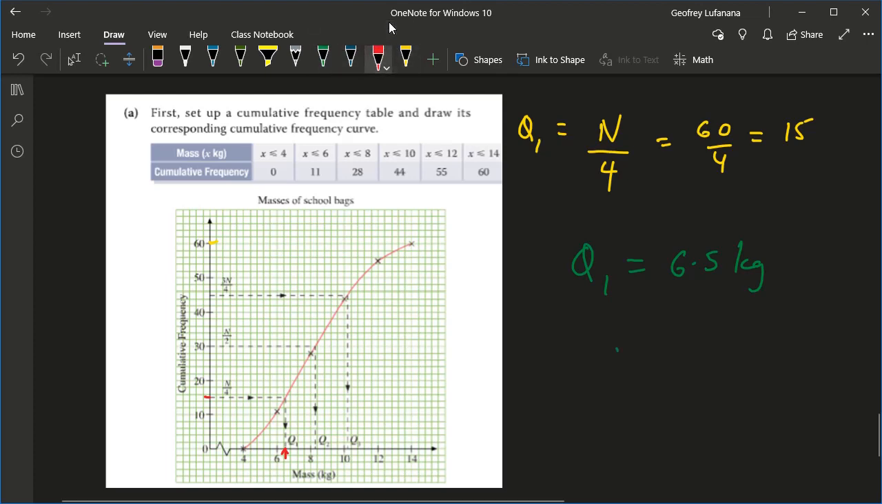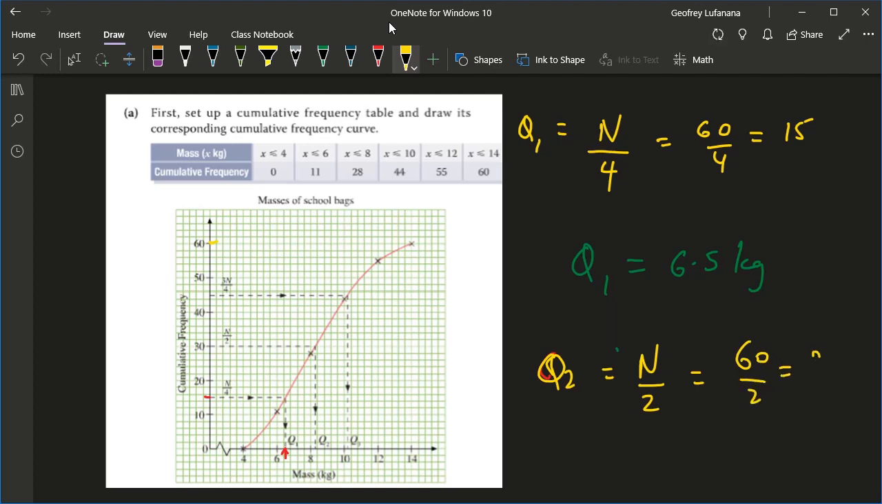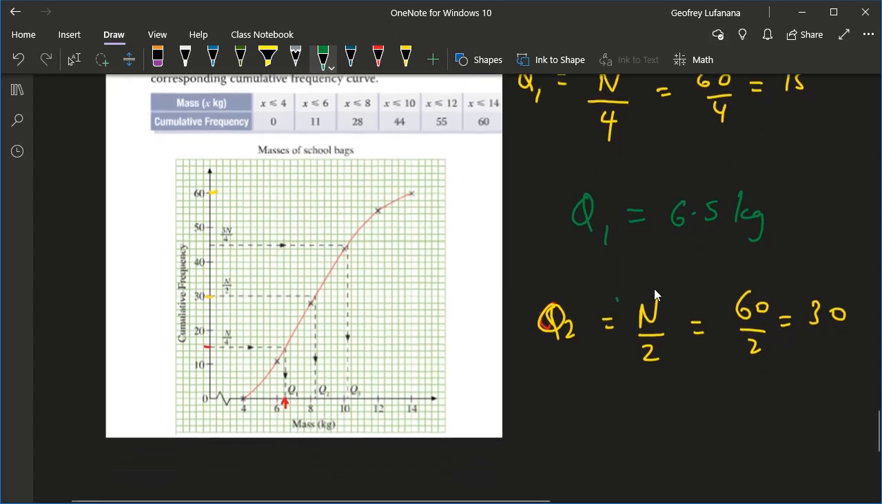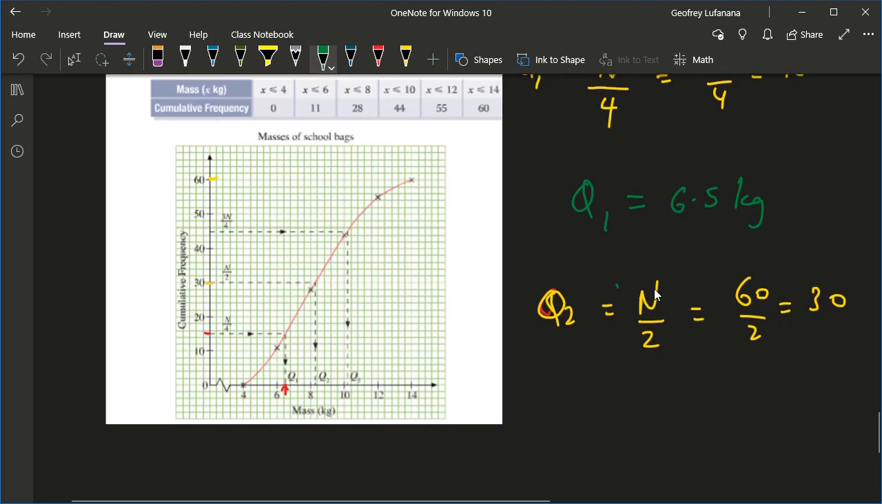Then Q2, which is the median, is going to be n over 2. That's the middle number. So it's going to be 60 over 2, which is 30. So we go to the cumulative frequency axis, look for 30 again, draw a horizontal line to the curve and a vertical one down from the curve. And depending on your scale, once again, you have to read that value. Now on this scale, the value for Q2 is 8.3 kilograms.